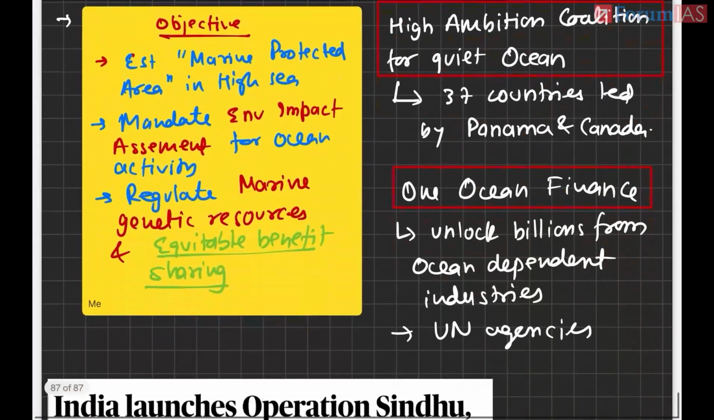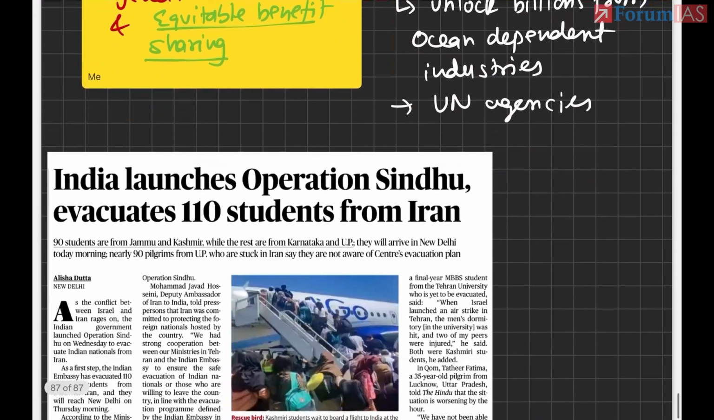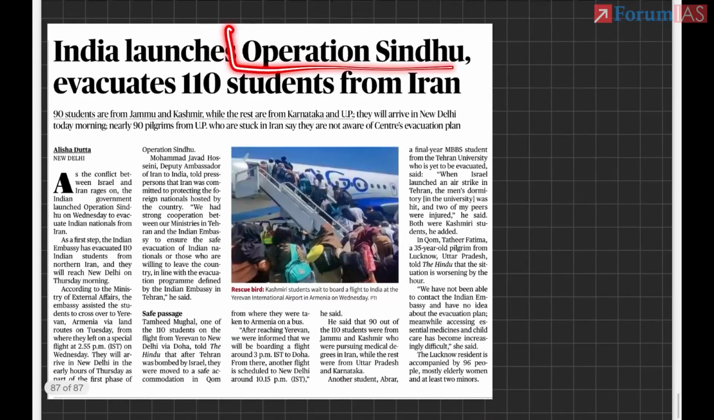Now there is one more, One Ocean Finance. It is an initiative by various UN agencies for financing, to unlock billions of dollars from ocean-dependent industries. Now the last topic for today's discussion, Operation Sindhu.